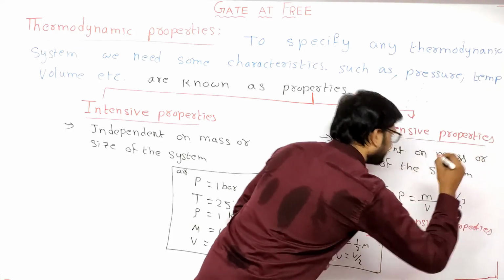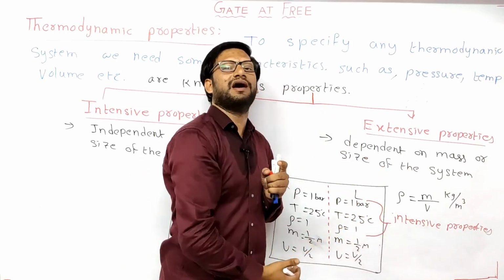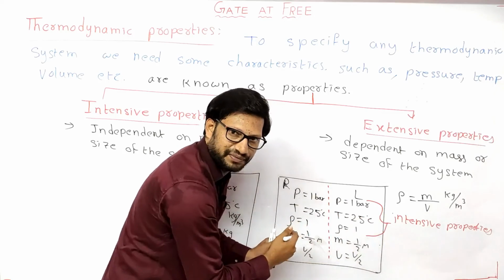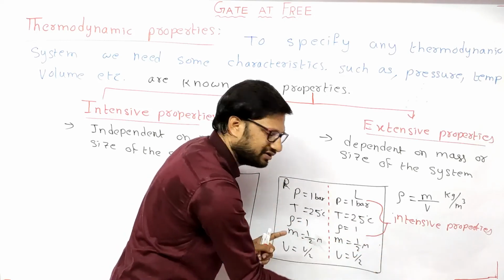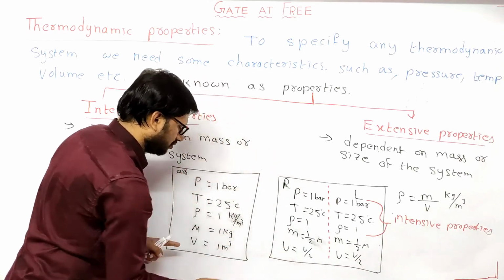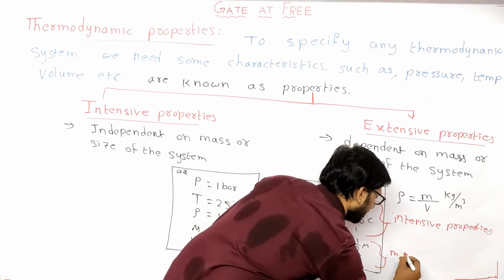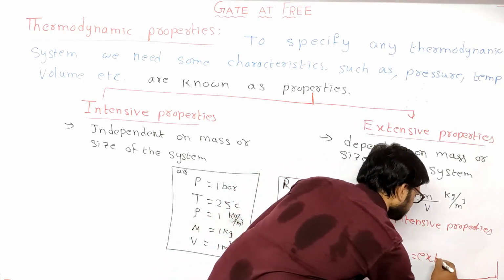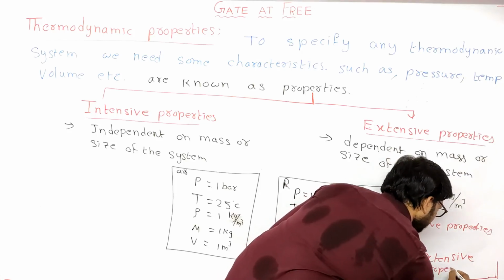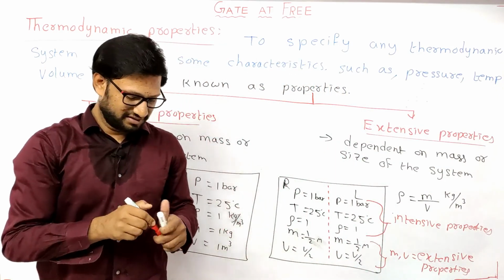Now what is meant by extensive properties? These properties depend on the mass or size of the system. Here we have changed the size of the system. We have divided the mass. Yes or no? Now what are the properties that are changed? Mass and volume. Okay. Now the mass and volume are extensive properties. Okay. Hope you understood this concept.